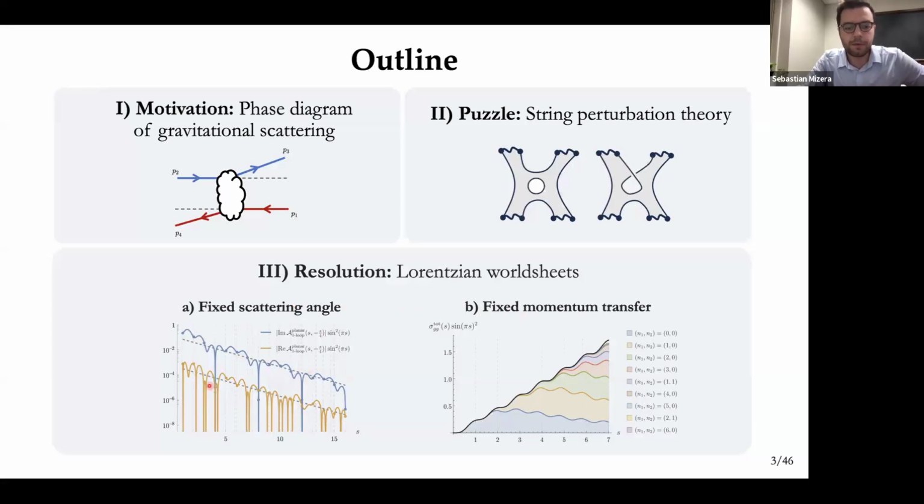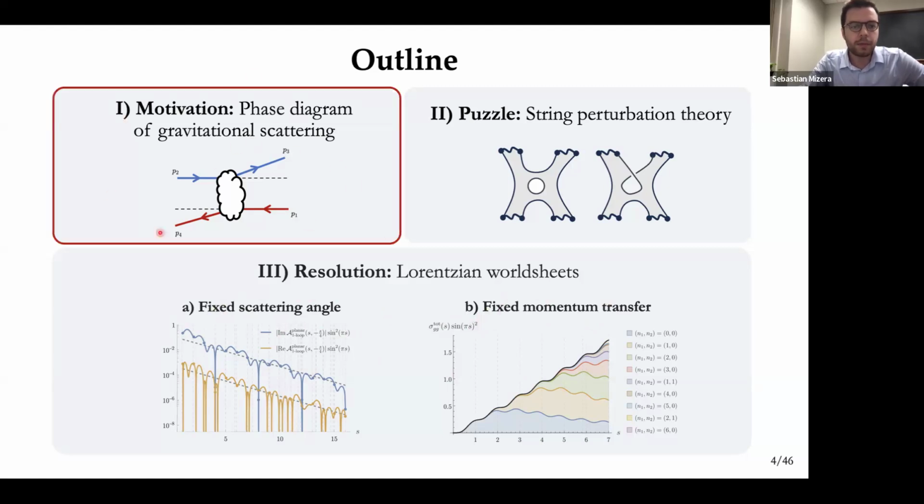This is a sneak peek of what we're going to try to understand towards the end of this talk. We're going to understand 2 numerical plots of scattering amplitudes plotted at high energy at fixed scattering angle and at fixed momentum transfer. Okay, but before going there, let me start with the motivational part.